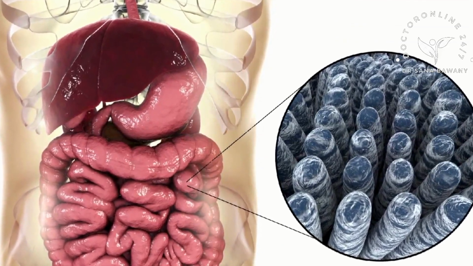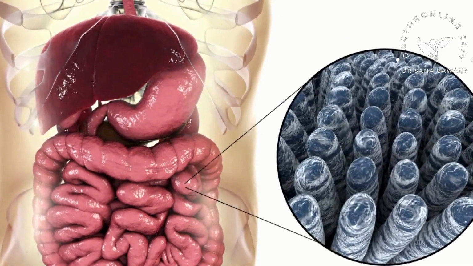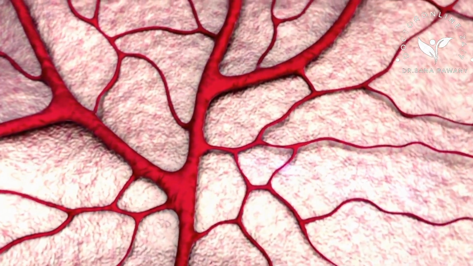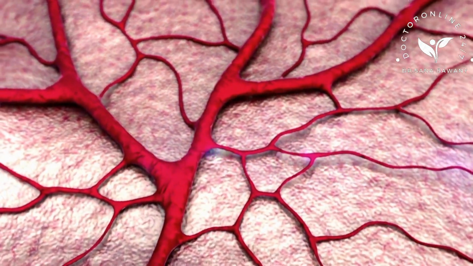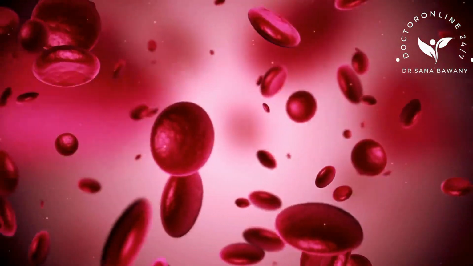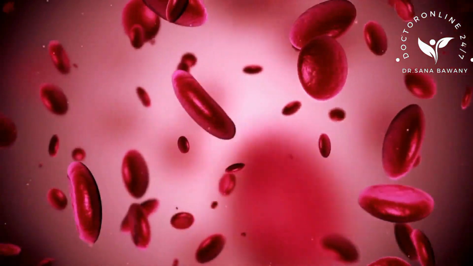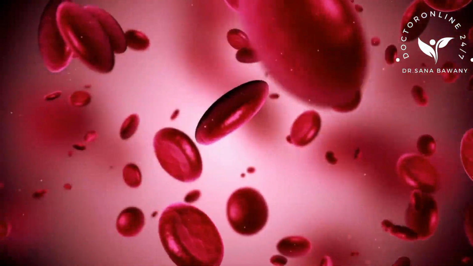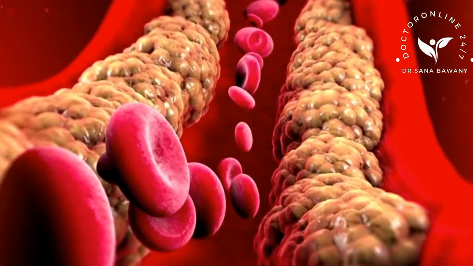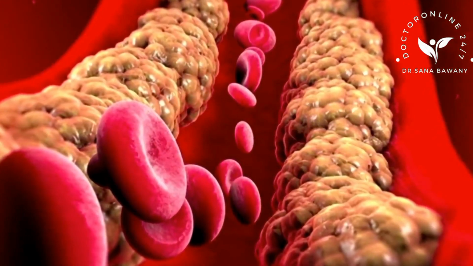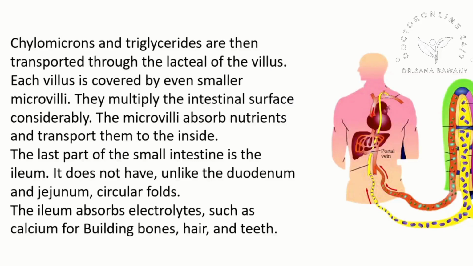The nutrients, marked green here, are absorbed by the villus and transferred to the blood capillaries. Some nutrients, such as glucose, do not require a carrier. They are transported freely in the bloodstream. Other nutrients, such as iron, require transport proteins such as transferrin. Fats are transported by chylomicrons, which are lipoproteins. The triglycerides to be transported are virtually enclosed in the lipoprotein. Chylomicrons and triglycerides are then transported through the lacteal of the villus.